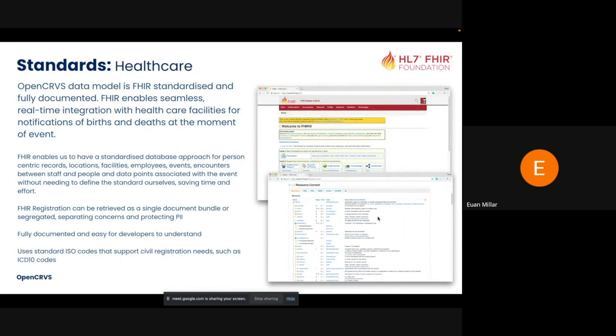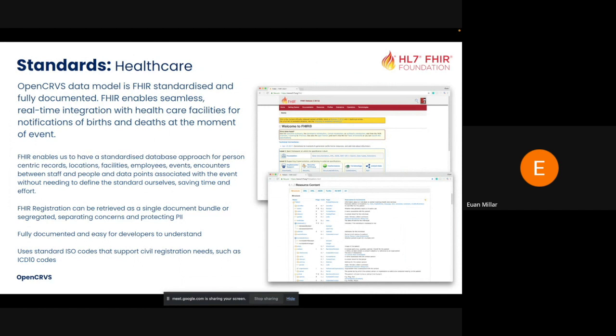Since conception, we have been standards compliant with healthcare. Our data model is FHIR standardized. So that's an HL7 healthcare standard. So that enables real-time integration with healthcare facilities directly at the common locations where births and deaths occur at the moment of event. So your hospitals, your clinics, where births and deaths happen, medical staff can submit notifications directly into the civil registration system.